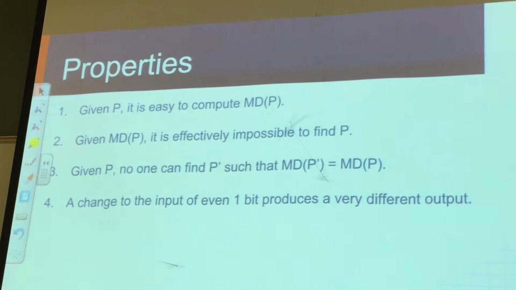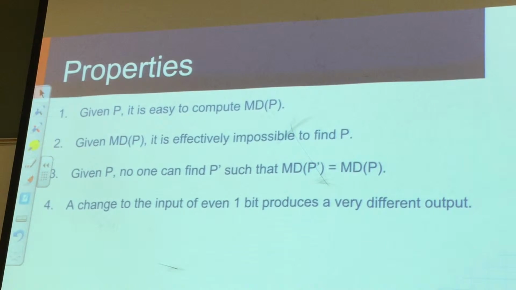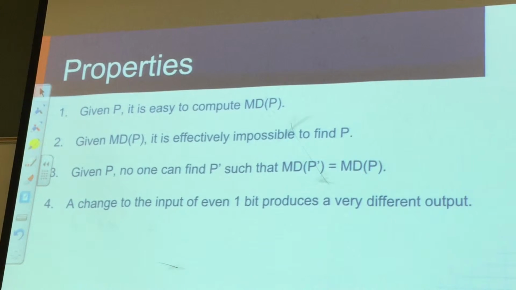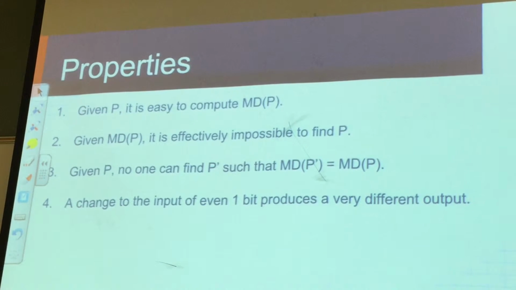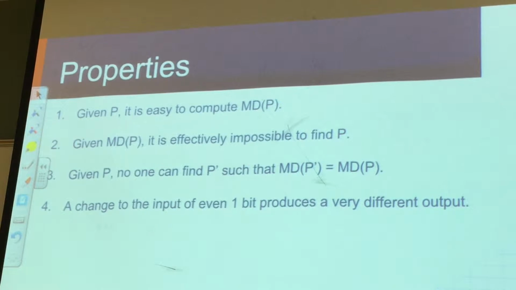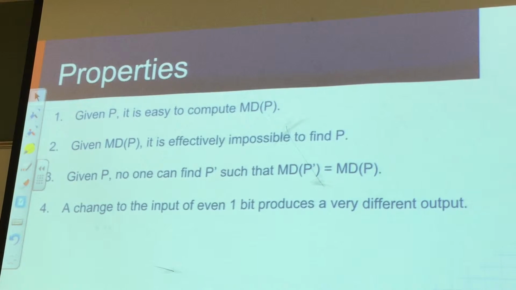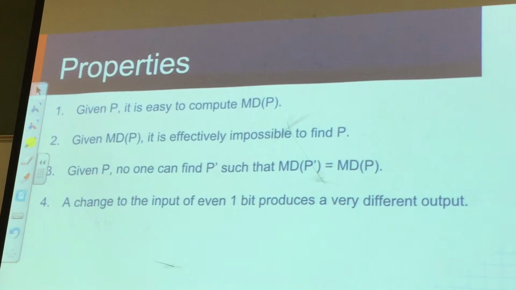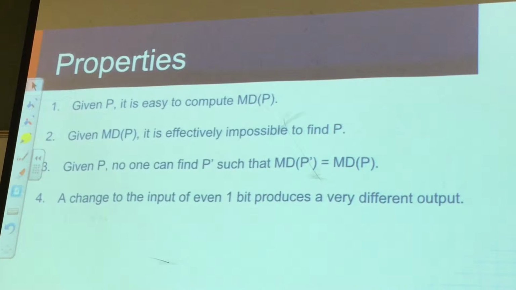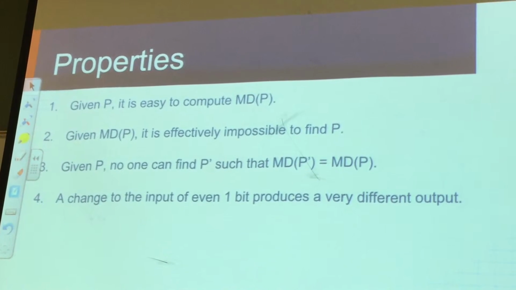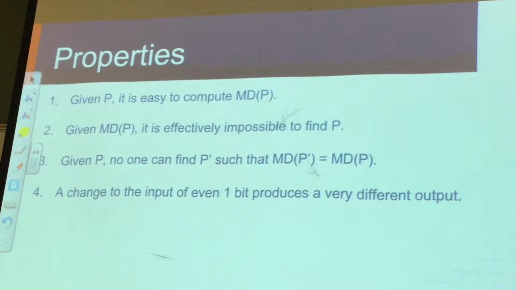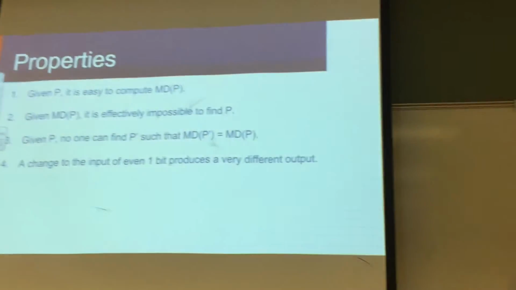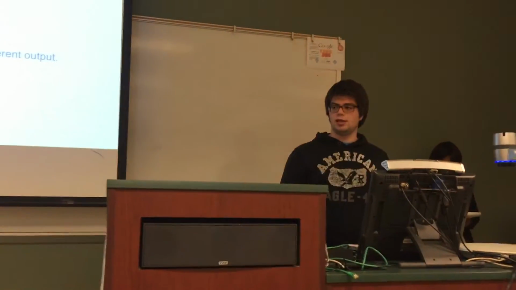Property 3 shows us that 2 distinct and unique messages will always have unique hashes associated with them. So whenever you apply the hash function to a message, you're always going to get a distinct and unique hash. And this is important so that we can associate one hash with one message. And then finally, the final property is that a change to even one input bit produces a very different output. So if I even change one word in the message, I'm going to get a completely mangled hash, and this is good for security reasons.